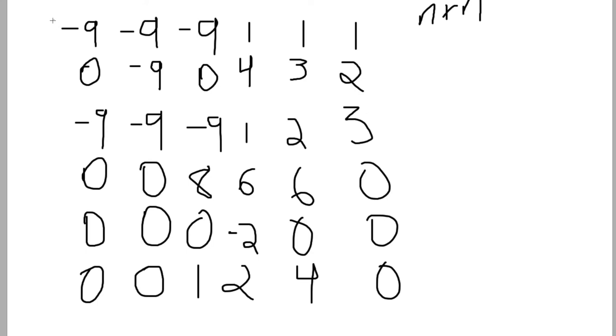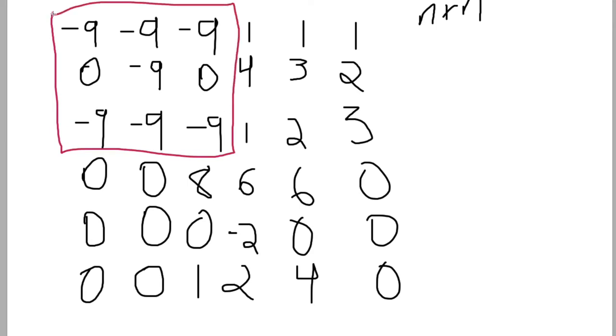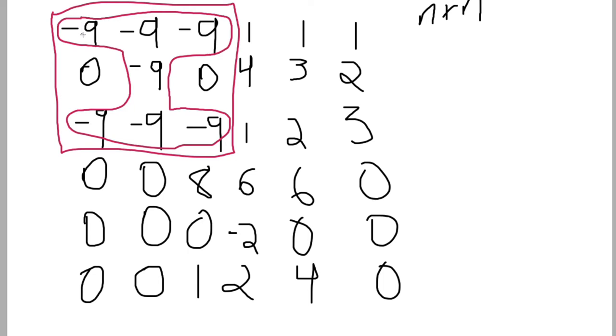We would say that we have our first I in this square. And this I would consist of these values here, which, sorry for the bad handwriting, are all negative nines. So this would be our first I in this matrix.